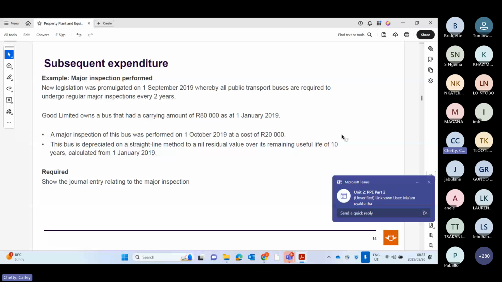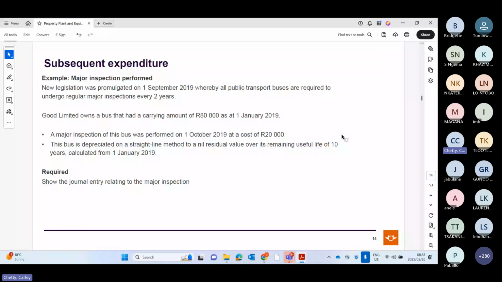The bus is depreciated on a straight line method to a nil residual value over its remaining useful life of 10 years, calculated from 1 January 2019. So we need to show the journal entries relating to this major inspection. Okay, so the first thing we need to do is record the inspection.